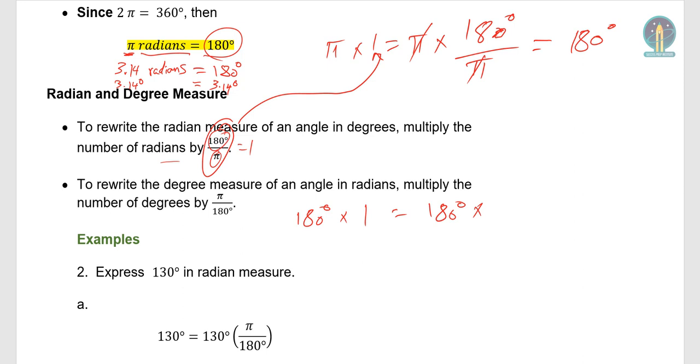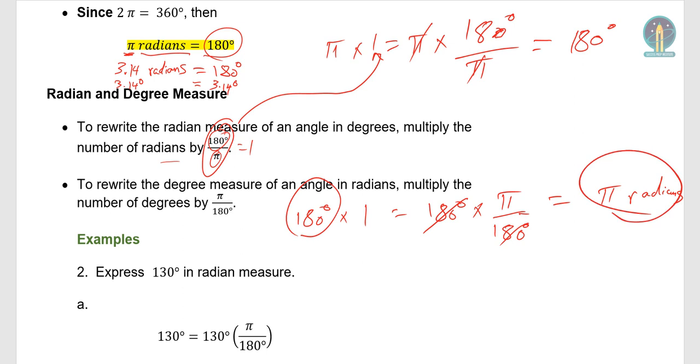So 180 degrees times, now I want to get the radians, and I want to cancel the degrees, so I'm going to put the 180 degrees down here, so that these two cancel out, and I end up with pi radians. Okay? So 180 degrees is equal to pi radians.